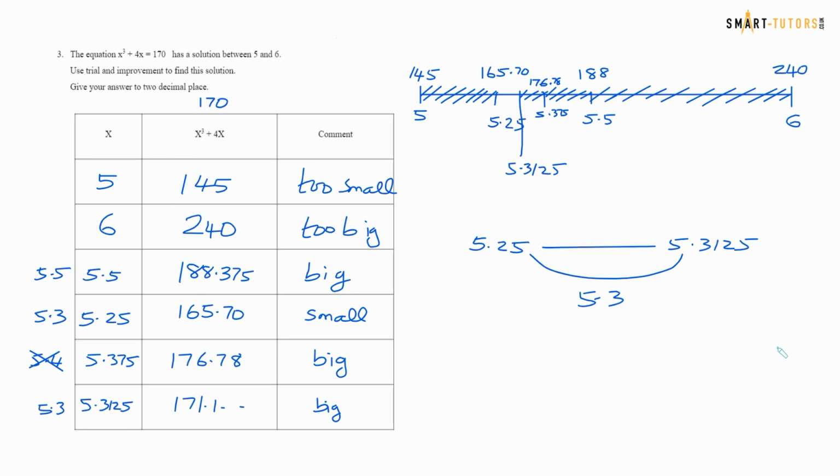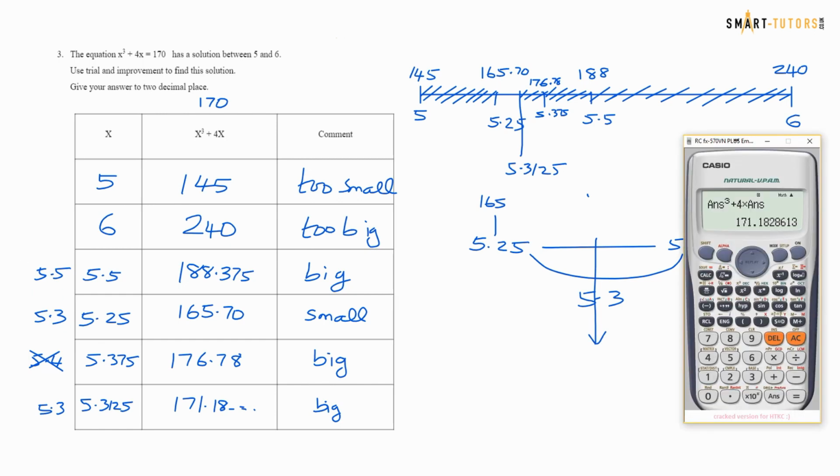So whatever the answer from the calculator is, 171.18 is too big. Definitely 5.25 gives 165 and 5.3125 gives 171 something, so my 170 is definitely in between. In between these two numbers, I'm going to do one more trial and error and take a decision.